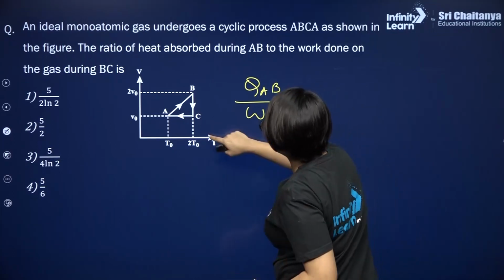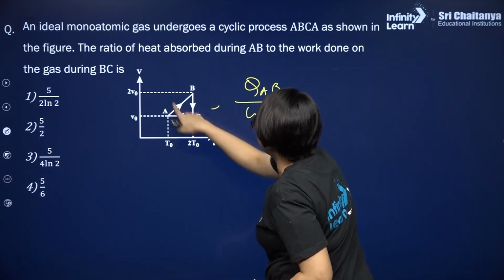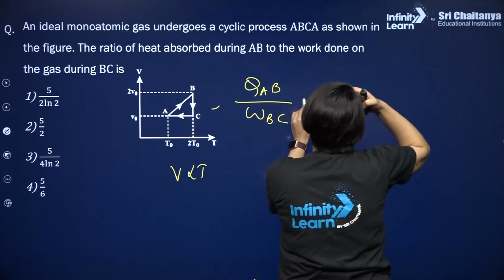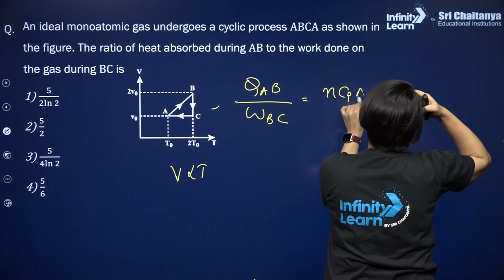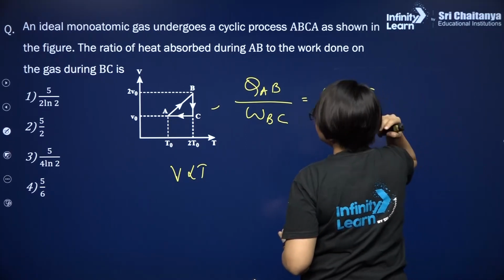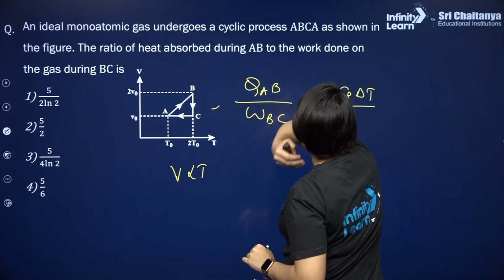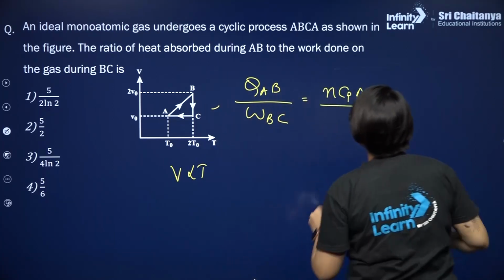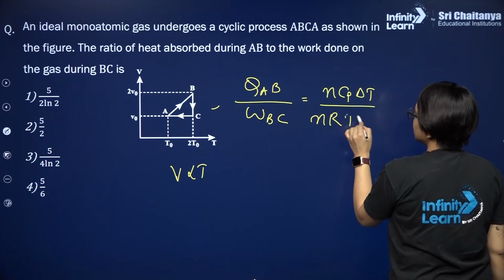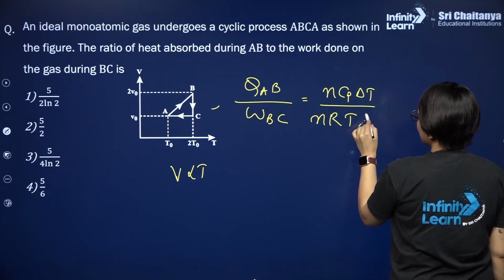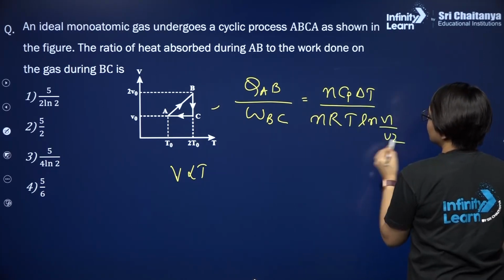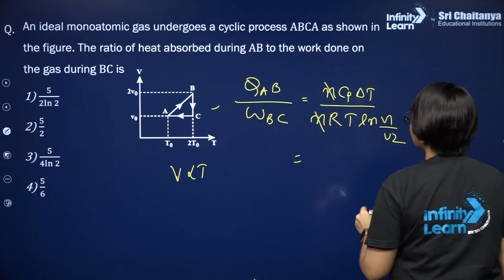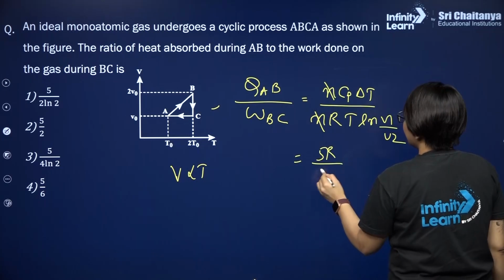So heat absorbed during AB is directly proportional to temperature, that means it is an isobaric process. So it will be nCpΔT, right? And in this case work done in BC process. BC is an isothermal process, so it will be nRT ln(V1/V2) over here. n cancels, Cp, this is a monoatomic gas, so it will be 5R/2.